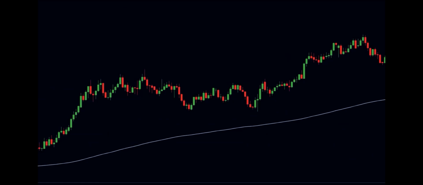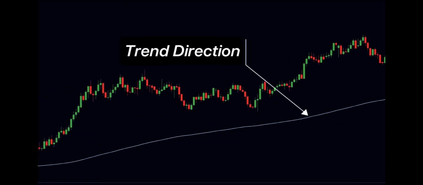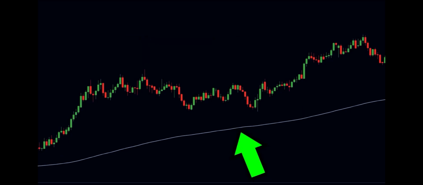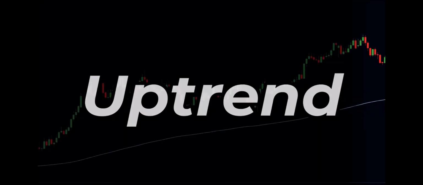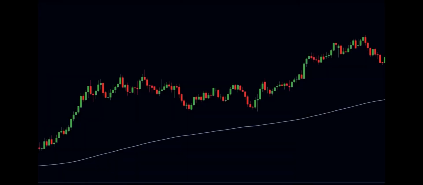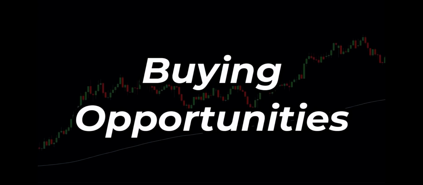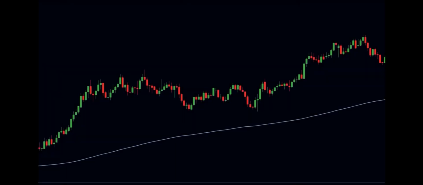So we will use a 200 period exponential moving average for the trend direction. The 200 EMA is used by a lot of traders, and hence it serves as a self-fulfilling prophecy. When the price is above the 200 period moving average, and the 200 EMA is sloped upwards, it is regarded as an uptrend. So we will only look for buying opportunities in an uptrend.